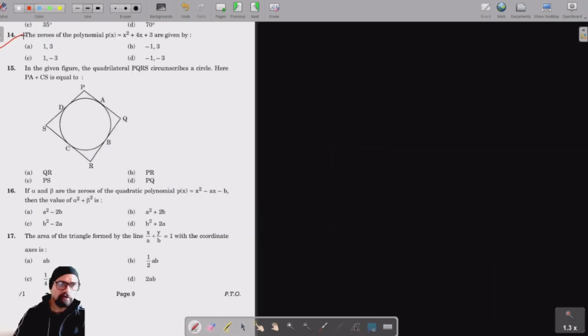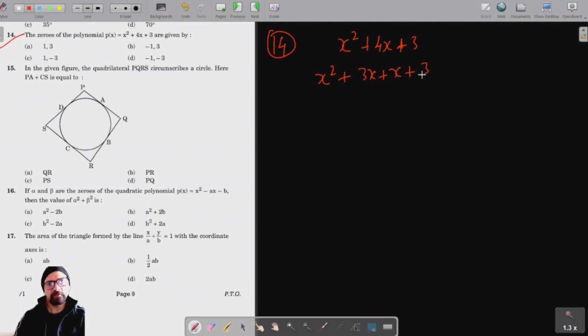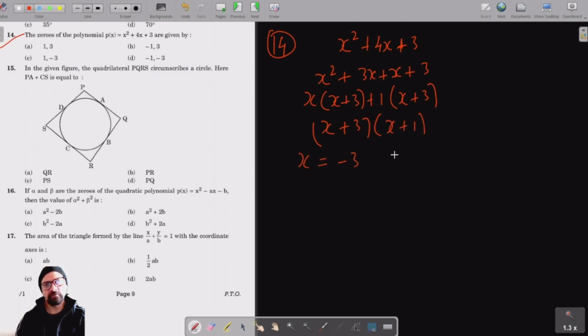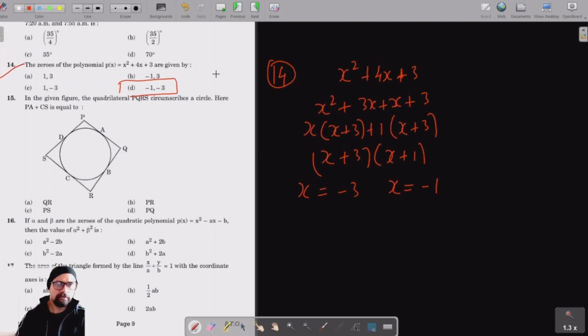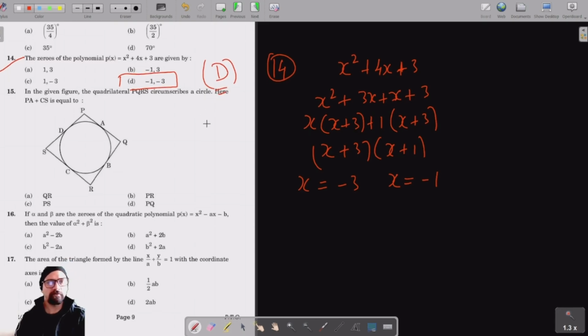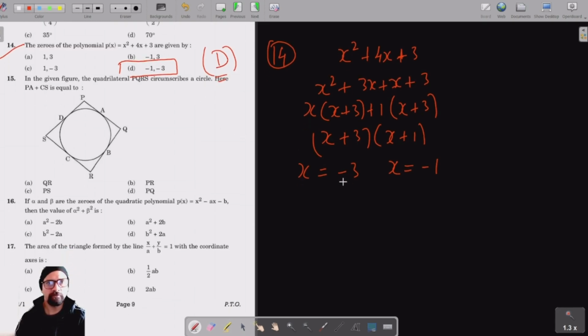Okay, for question number 14, we have to find the zeros of the polynomial, and the quadratic polynomial is x squared plus 4x plus 3, which can be written as x squared plus 3x plus x plus 3. And if we take x common, this is x plus 3, 1 into x plus 3. So this is x plus 3, x plus 1. So that means x is either equal to minus 3 or x is equal to negative 1. So our option is option D. So D is the correct answer for question number 14. Let's move on to question number 15.